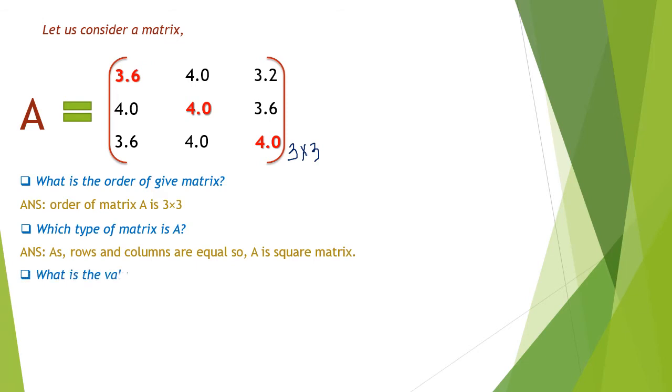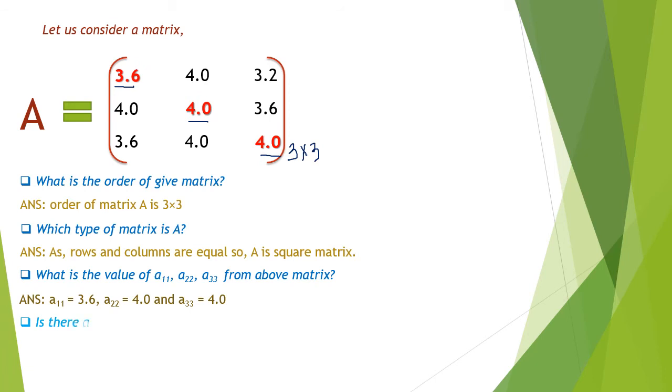What is the value of A11, A22, A33 from the above matrix? The answer, you can see, is that the value of A11 is 3.6, which is in red. A22 is 4.0. A33 is 4.0. It is in red color.